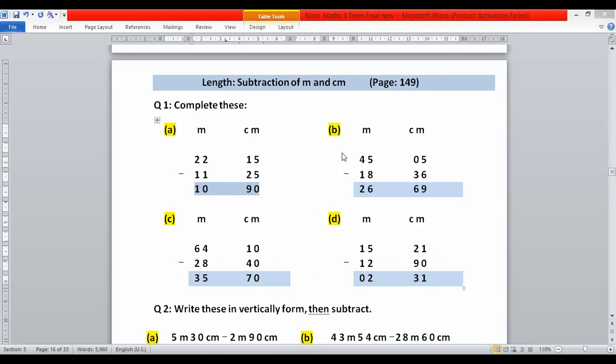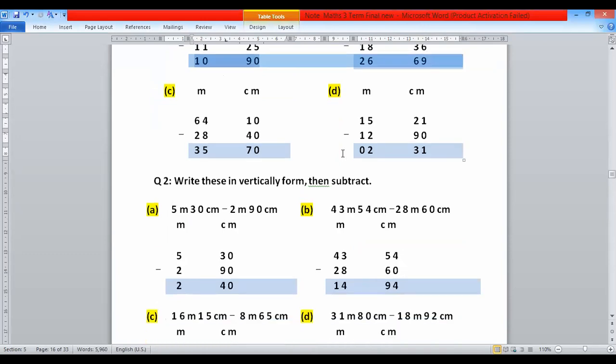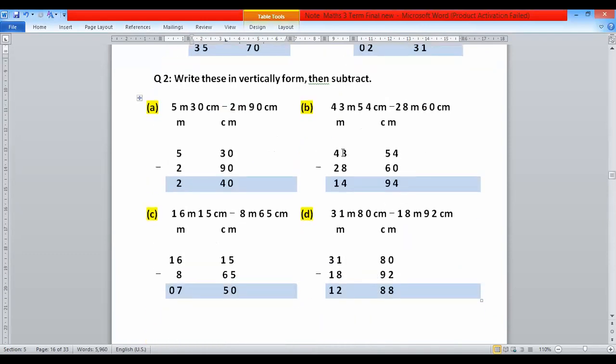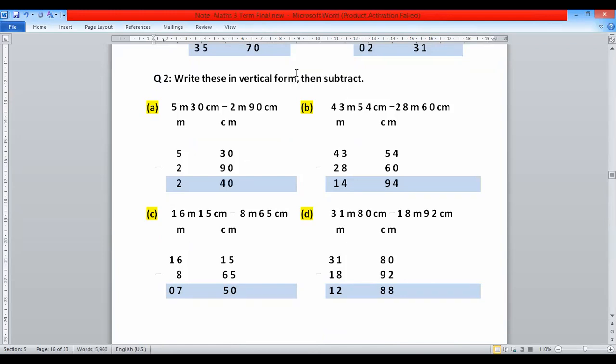Dear students, next statement is write these in vertical form. Here is not, here is vertically is written. Actual word is vertical form. Then subtract. Students, these sums are same as you done above, but here only you can write these sums in vertical form first and then subtract.